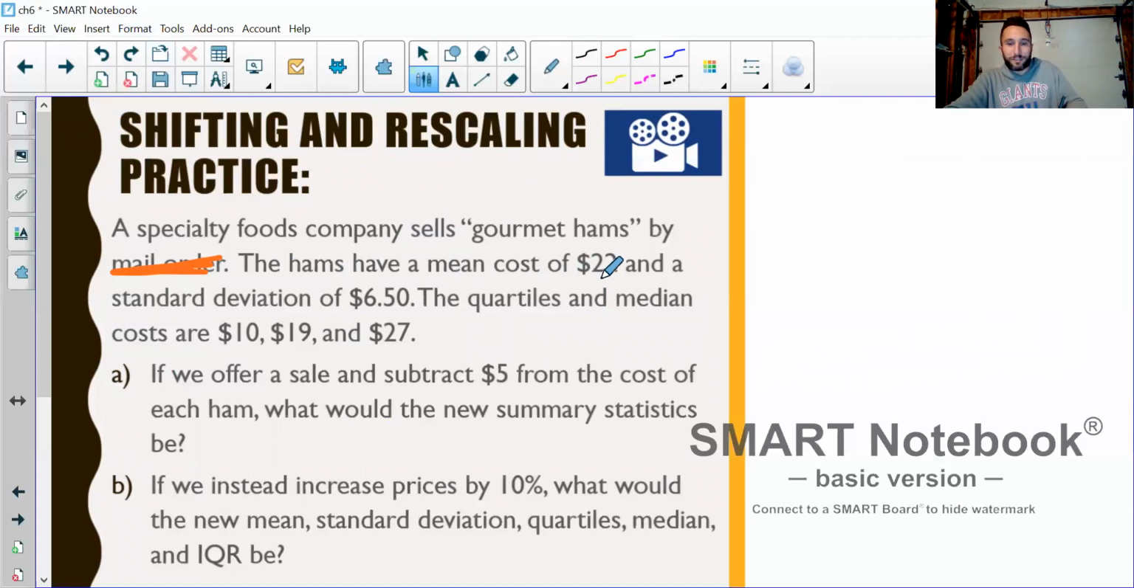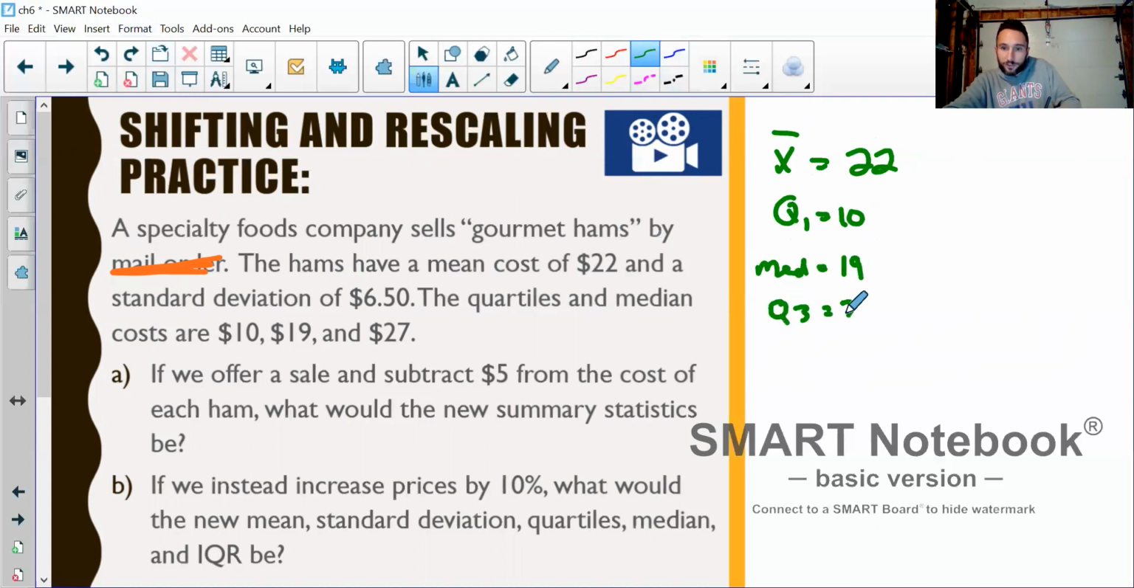Anyways, our hams have a mean cost of $22. I'll go green because that's position. So the mean is $22. For the quartiles and median, Q1 is 10, the median is 19, Q3 is 27, and for spread, we're given a standard deviation of 6.50. And just for fun, since we can, let's add the IQR, which is Q3 minus Q1, that's 17, right?